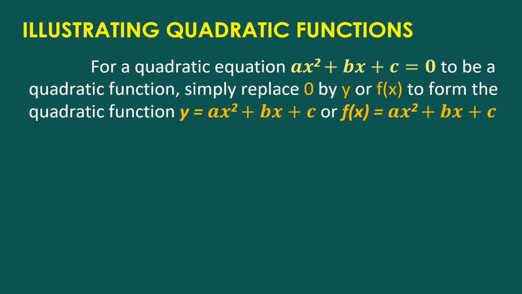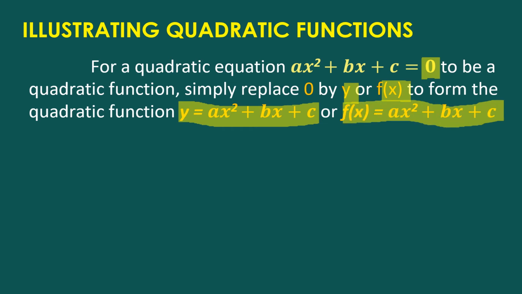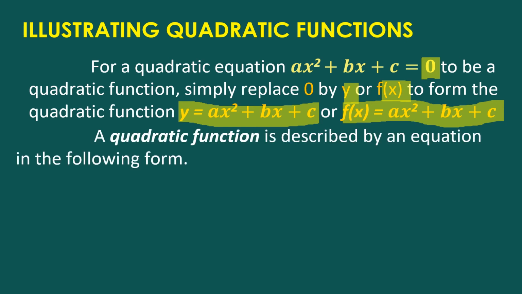For a quadratic equation ax squared plus bx plus c equals 0 to be a quadratic function, we simply replace 0 by y or f of x to form the quadratic functions y equals ax squared plus bx plus c, or f of x equals ax squared plus bx plus c.